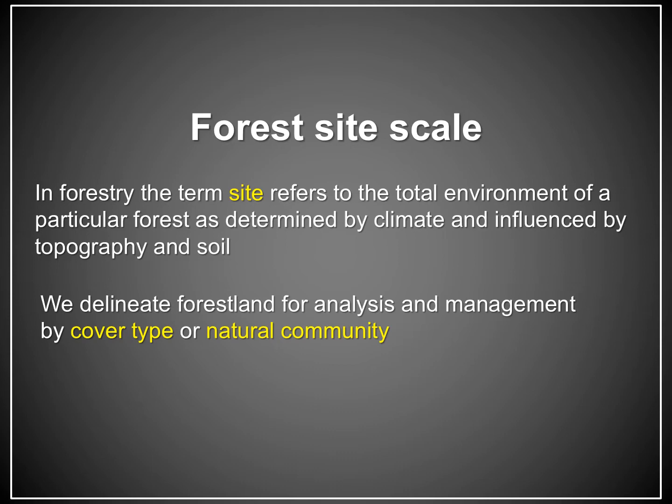The process of classifying forest land by what we call cover type or also natural community involves assessing the most dominant canopy vegetation within an area, as well as the understory vegetation and ground cover that's present. The relative abundance of different species within our forest land is determined largely by site. That term site can be defined as the total environment of a particular forest area, not only determined by the broad climatic factors, but also determined by more local factors like topography and soil type.